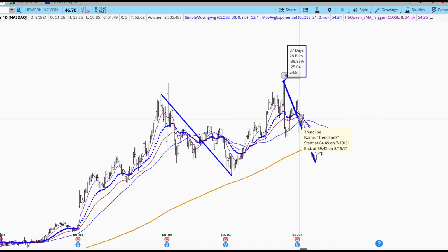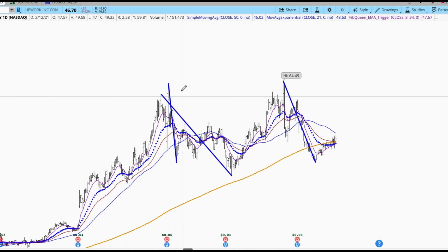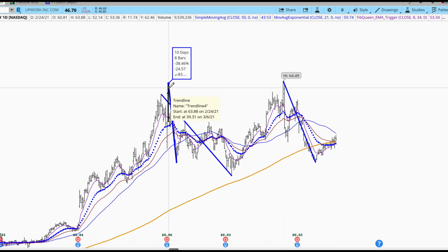Now if I were to include this piece of data over here, if I were to draw in this trend line from that pivot high to pivot low, I'd like to see what is the pullback amount on this one. This one is a $24.57 pullback, also very similar to this one that's over here.